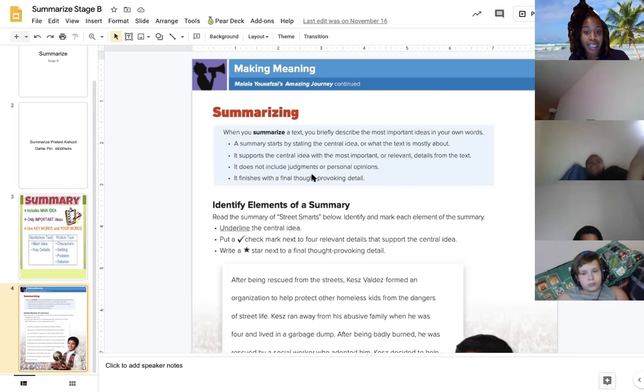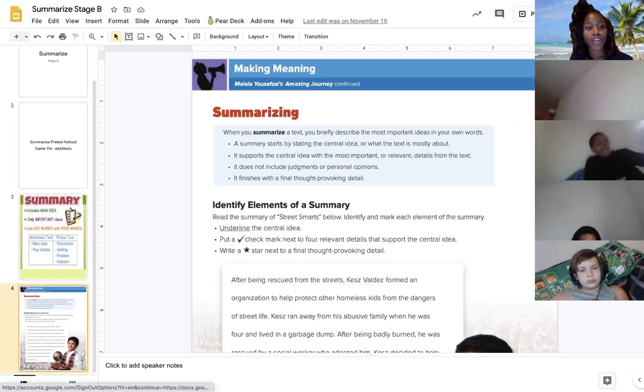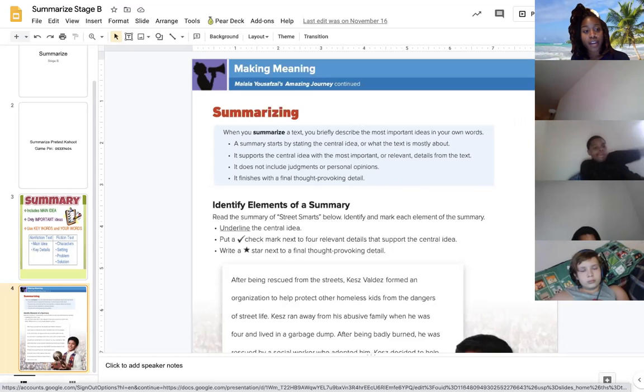And it does not include judgment. We're just going to work on it. We're going to work on it together. So you guys can just pay attention to my screen and we'll work through this together. So you're not going to give your judgment or an opinion, like I think this informational text is interesting. This is just straight facts. This is what's from the story. Okay. And then it finishes with a final thought-provoking detail.